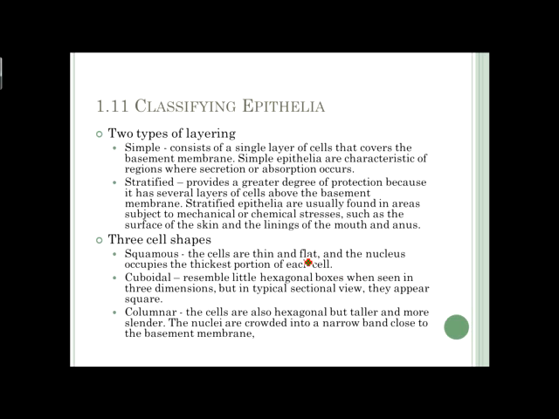There are three types of cells we're going to look at in this classification: squamous, cuboidal, and columnar. With squamous, the cells are the thinnest. They kind of look like an egg as you're looking at them. They're thin and flat, and the nucleus occupies the thickest portion of each cell. Then we have cuboidal, which resemble little hexagonal boxes when seen in three dimensions, but in a typical section view they appear to be square. We'll see these in the next slide. And then columnar: the cells are also hexagonal, but taller and more slender. The nuclei are crowded into a narrow band close to the basement membrane.